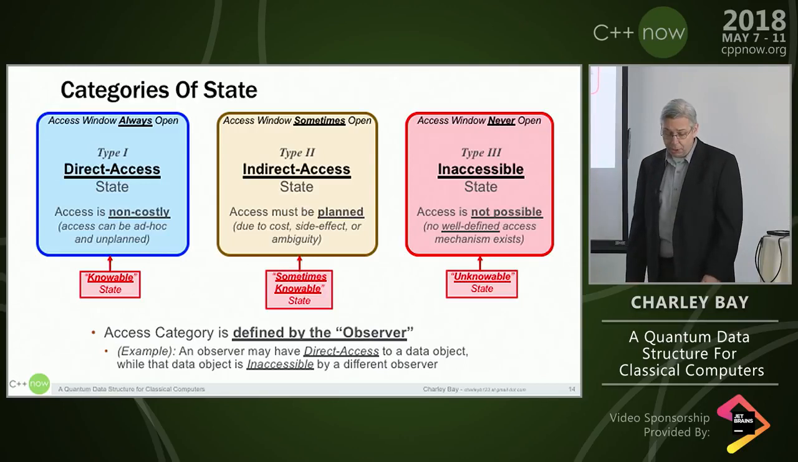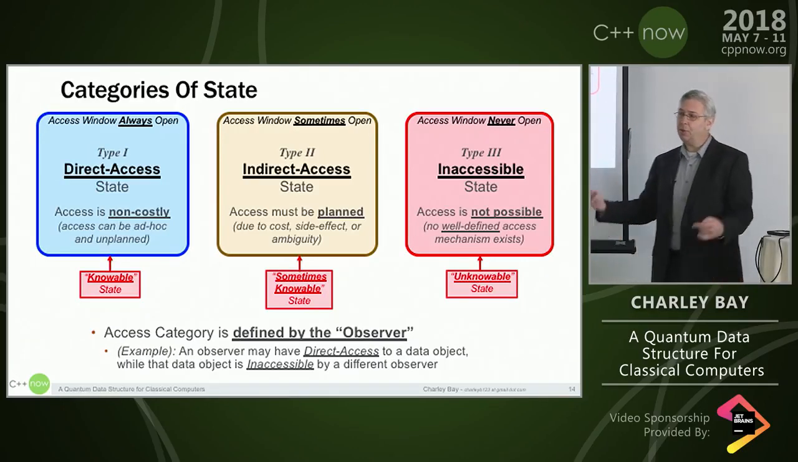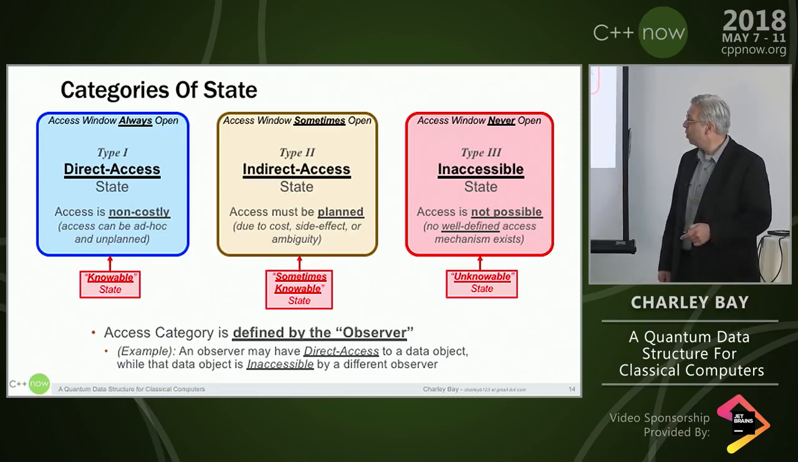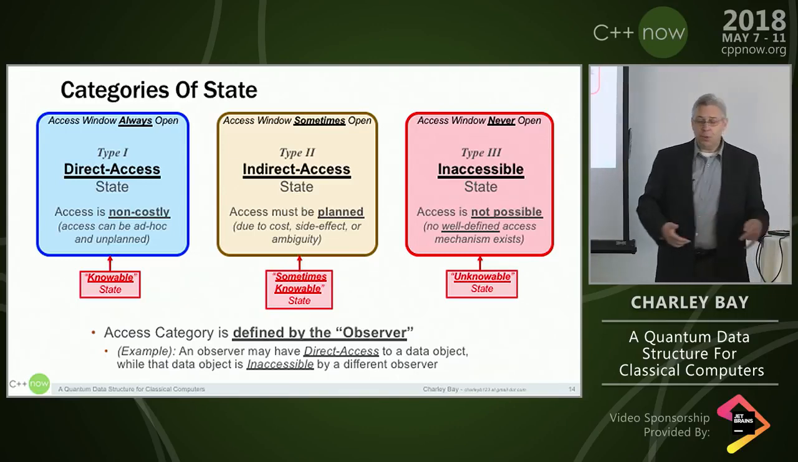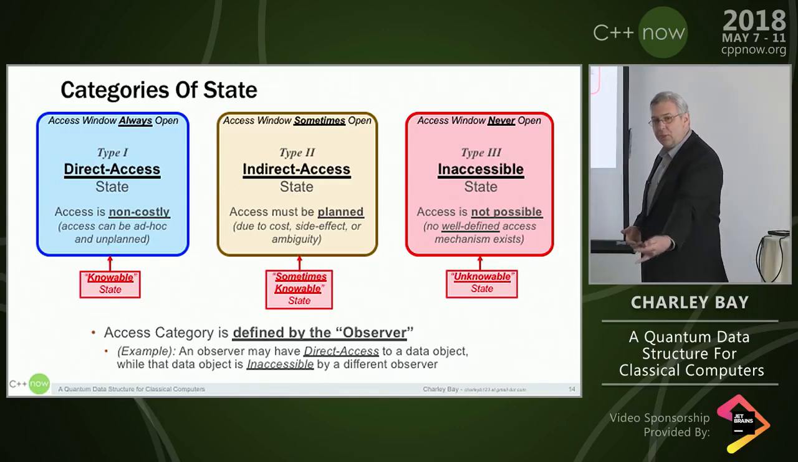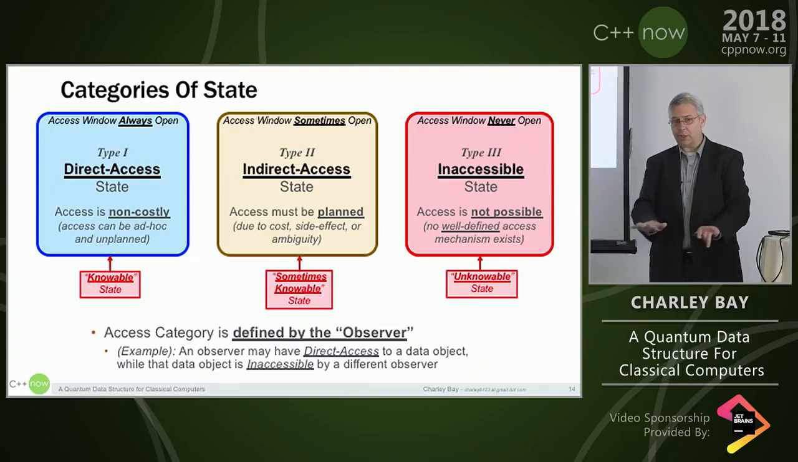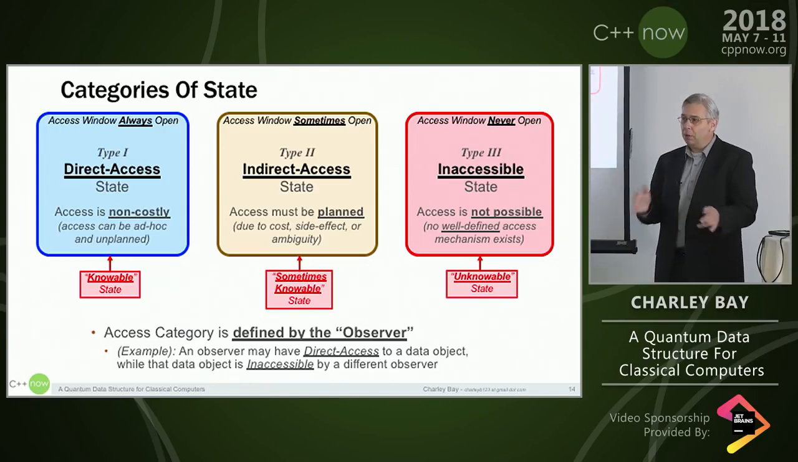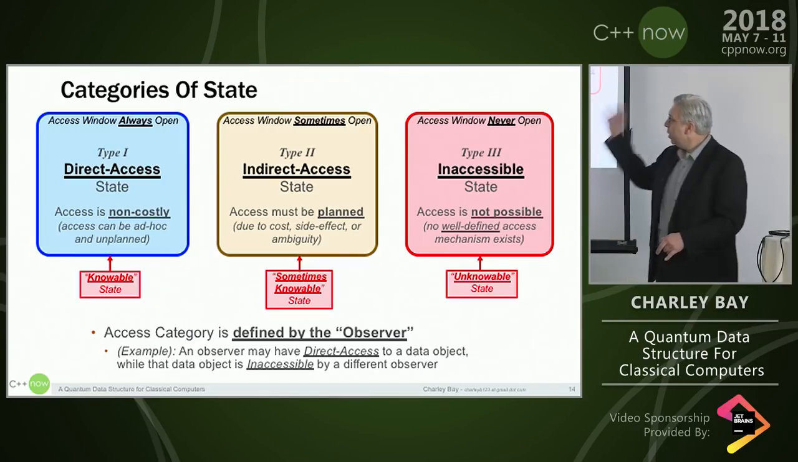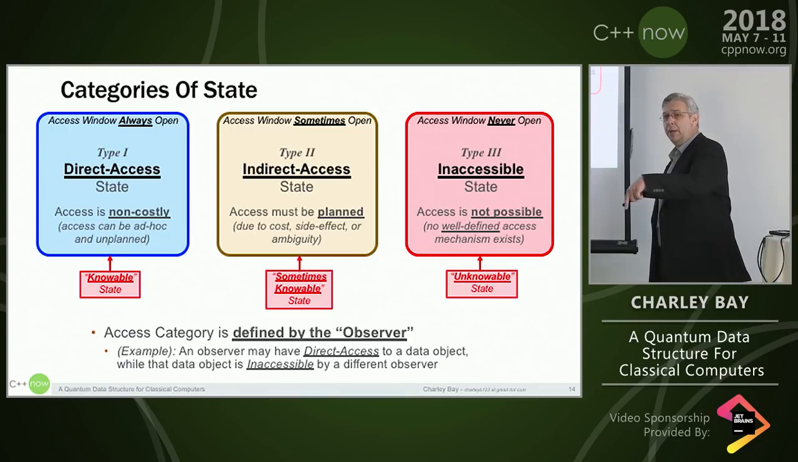So these are the categories. You can always get at it. You can sometimes get at it. You can never get at it. Those are categories of state. So it's interesting that this is defined by the observer. So I can access state directly, perhaps, but a different observer cannot access that state at all. Or maybe sometimes there are windows of access that open and close, and you have to kind of plan that. So these are the categories. It's kind of basic what you would expect for accessing anything in particular, but it's defined by the observer.